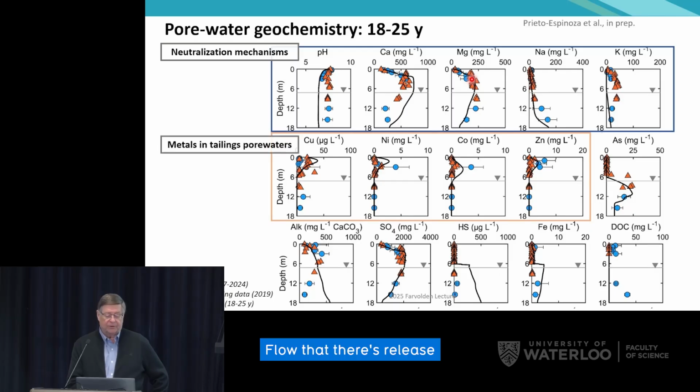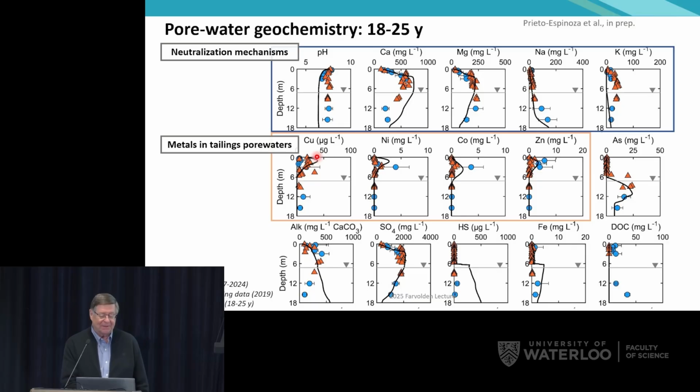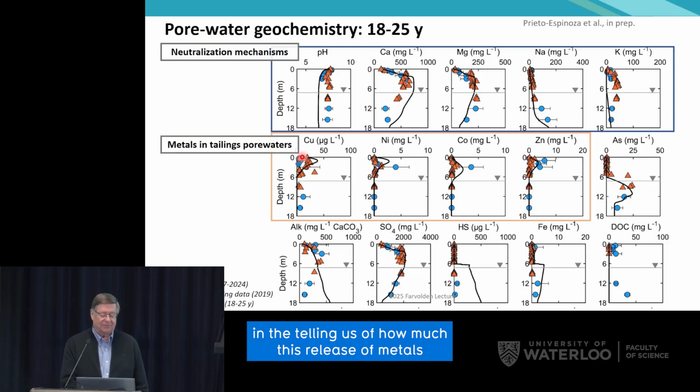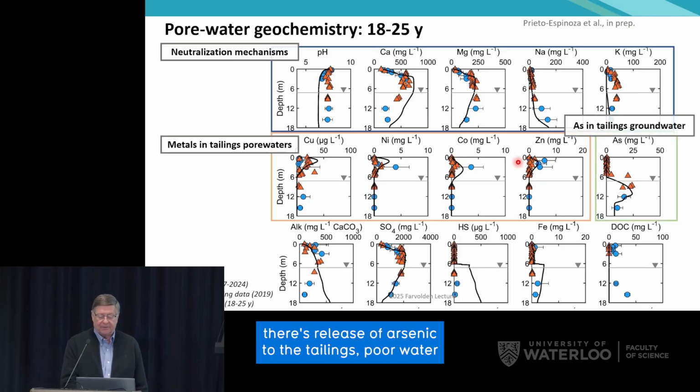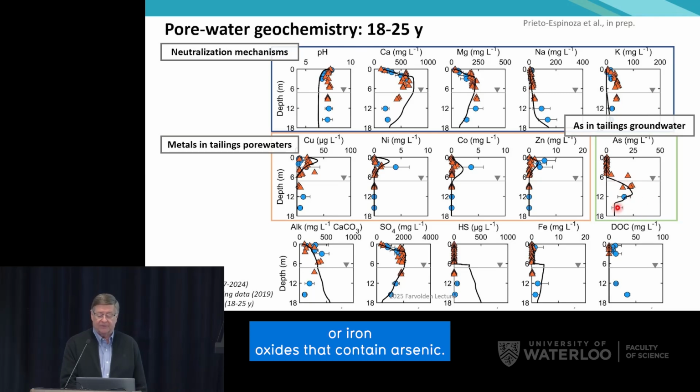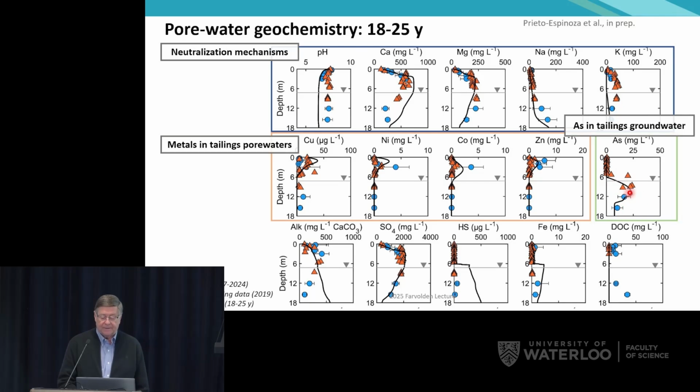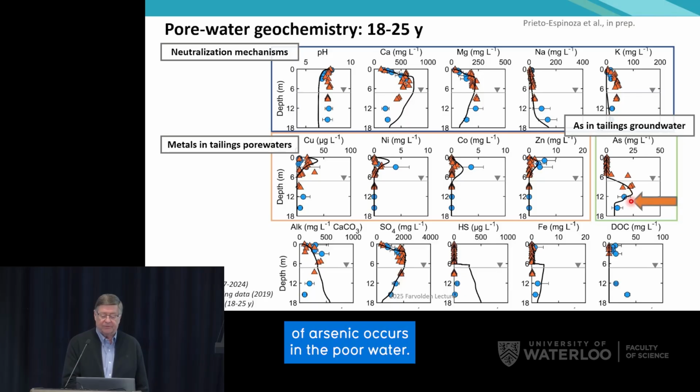Below that in the diagram, but above that in the tailings impoundment, there's release of metals through sulfide mineral oxidation in the vadose zone. And beneath that, there's release of arsenic to the tailings pore water through reductive dissolution of the iron and manganese, or iron oxides that contain arsenic. So that's where the greatest accumulation of arsenic occurs, in the pore water.